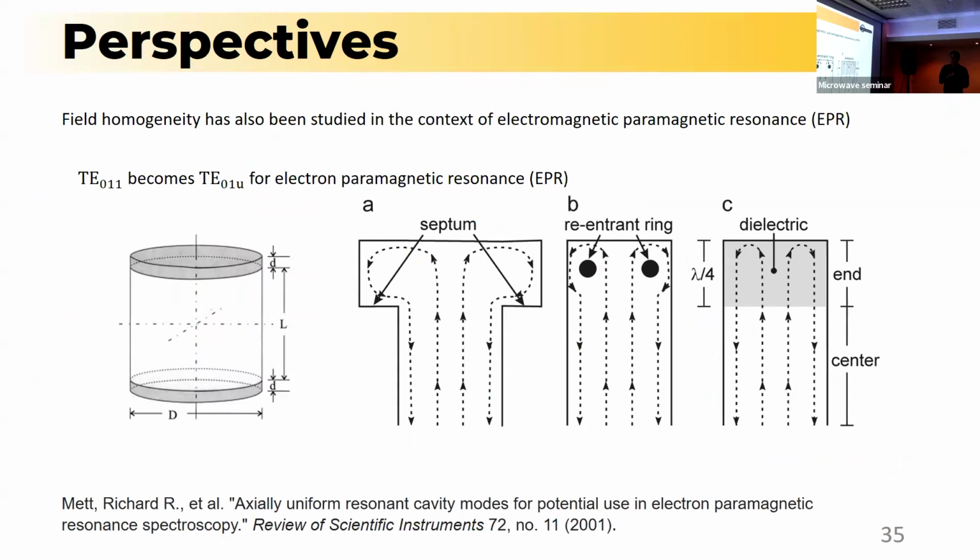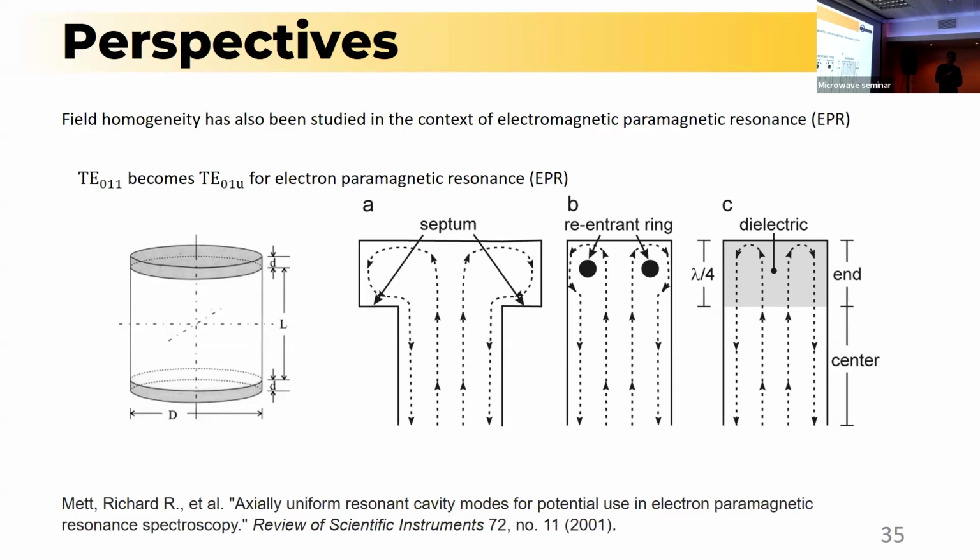And here we have some ideas that come from electromagnetic paramagnetic resonance. They were also interested in achieving a uniform field, particularly along the axial direction, because they place the sample in the center of the cylindrical cavity, and they want a B1 field that excites the spins along the whole axial direction. So if we don't have field homogeneity in that axial direction, the performance of the electromagnetic paramagnetic resonance will be reduced. So they look for a uniform field in the axial direction.